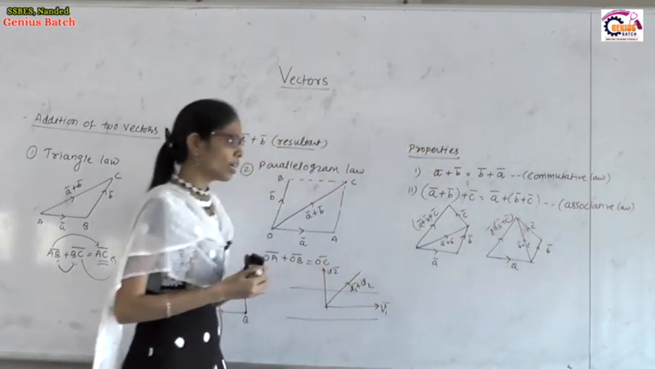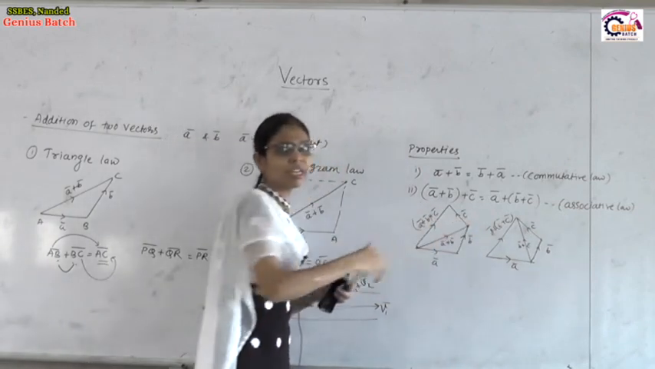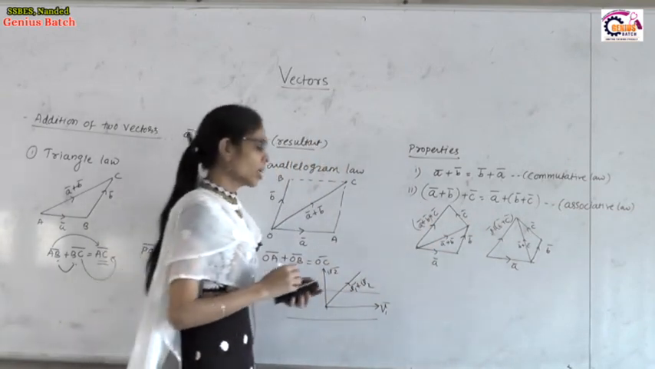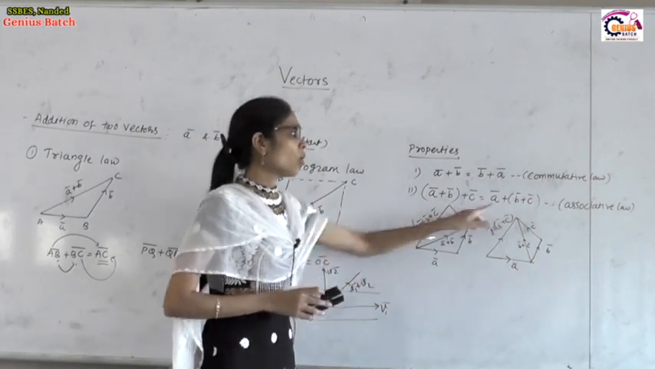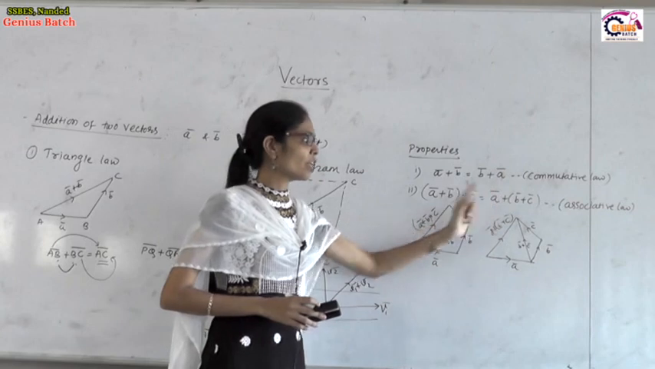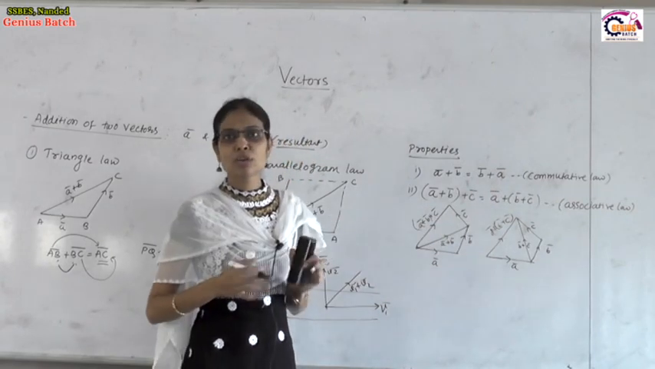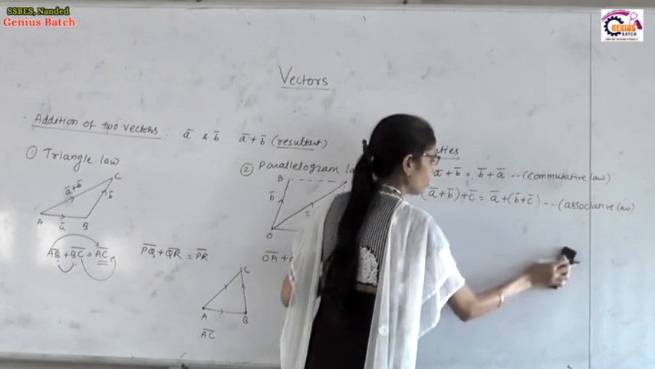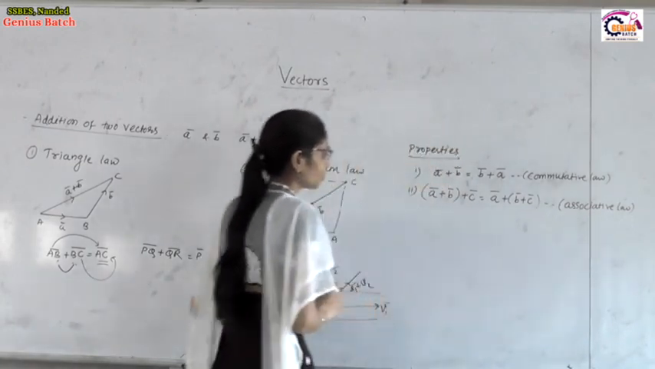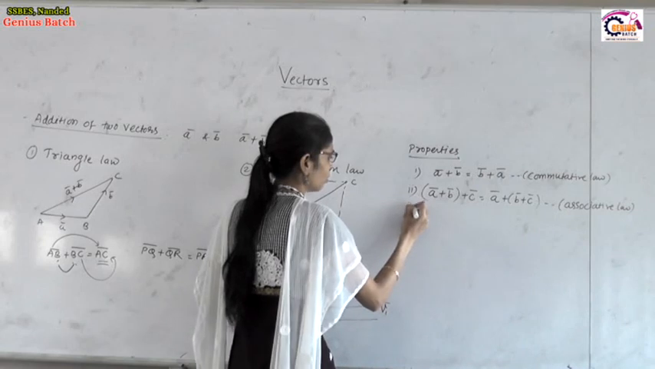So are you getting a different result? No, you are getting the same result. So even if A and B are added first and then C is added to it, or B and C are added first and then you add A, the result will not change. This law is said to be the associative law. After that, the third law.